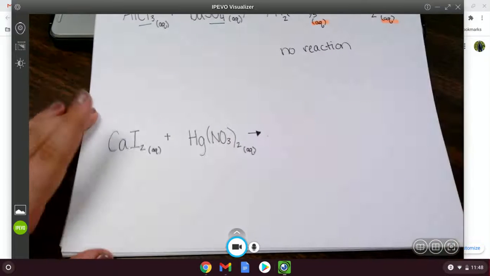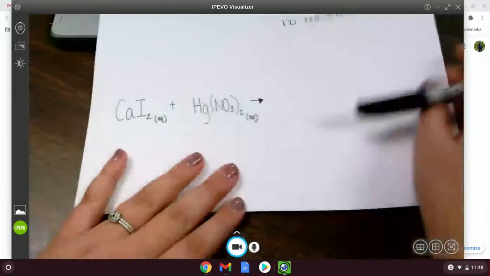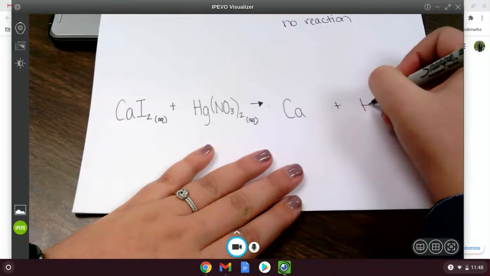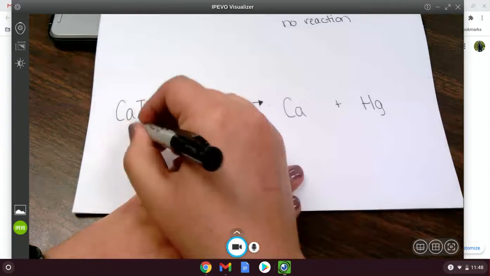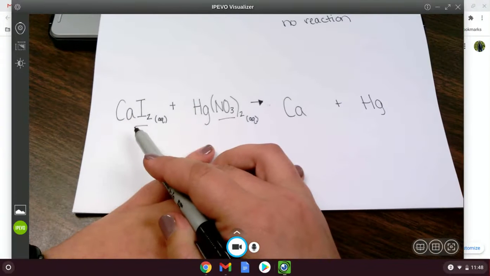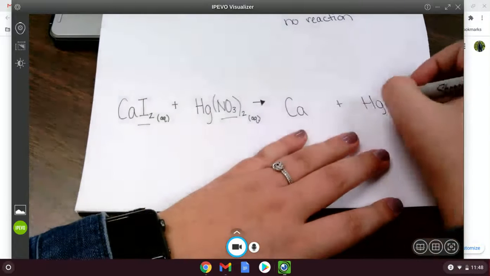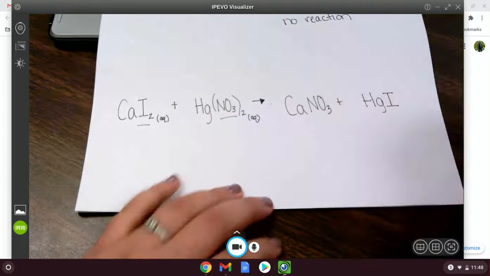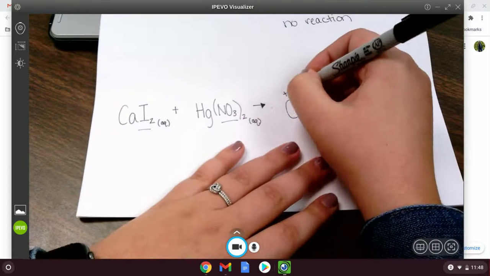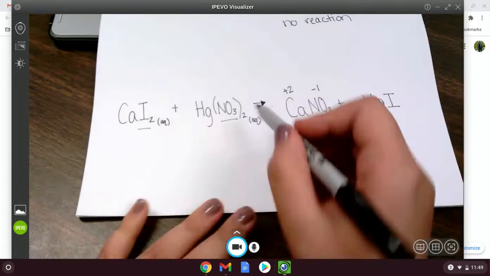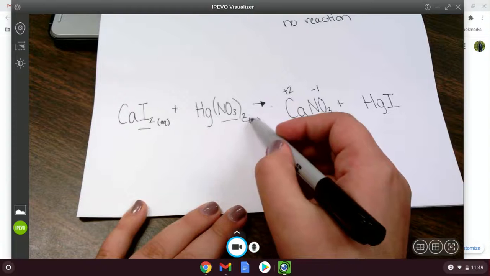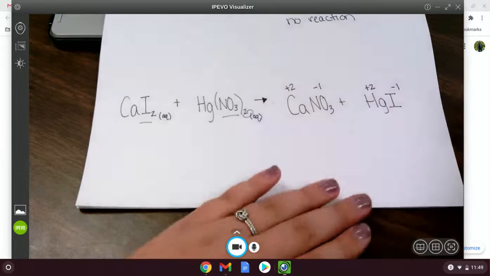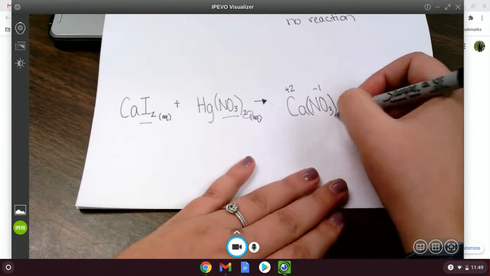We have calcium iodide and mercury 2 nitrate. So, metals in the same place. Switch the negatively charged ions. So if iodine was with calcium, it's going to end up with mercury. Our nitrate will end up with our calcium. And we just got to check our charges. Calcium has a +2, nitrate a -1. Mercury has a +2. We know that because of this 2 right here. And then iodine has a -1. So none of these cancel, so we got to switch.